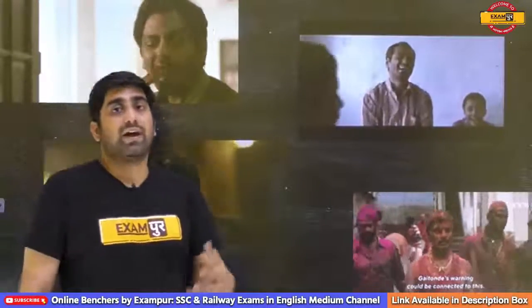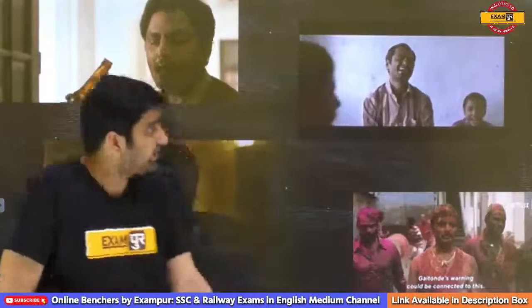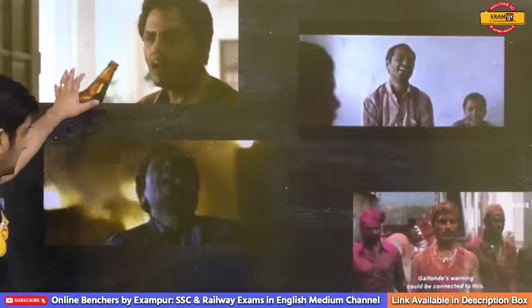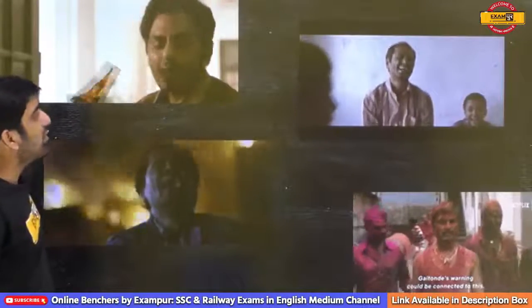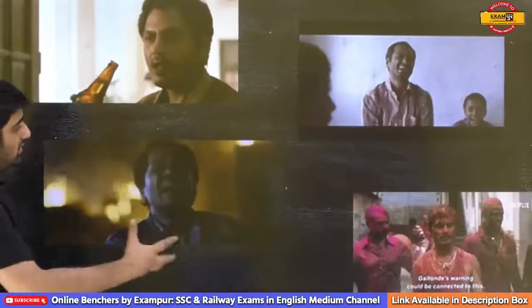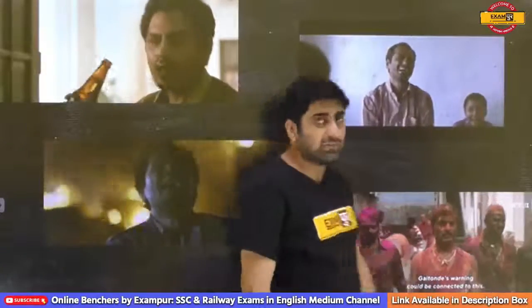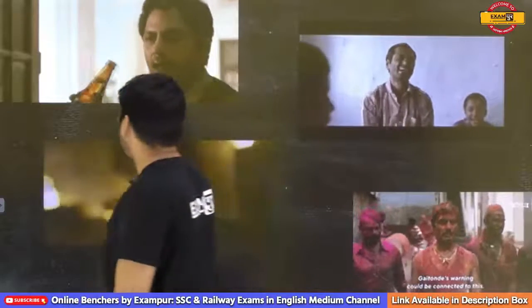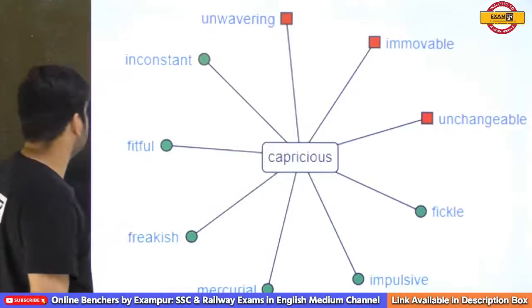Guys, now try to understand the other theme, because the word that is coming next has a different theme for you. If you look at the acting skills of Nawazuddin Siddiqui, you will realize that he always comes up with different moods. Sometimes he becomes very humorous, sometimes he is a villain, sometimes he is very serious, and this is how this versatility is capricious. What do you mean by capricious?